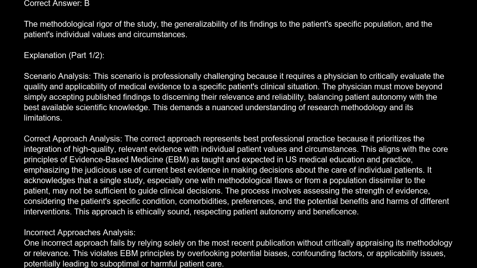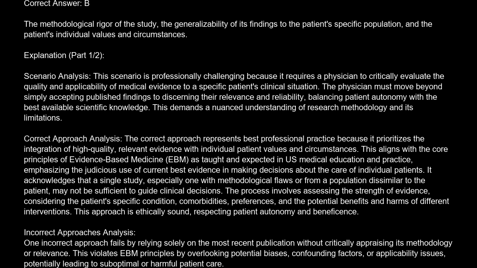This aligns with the core principles of evidence-based medicine, EBM, as taught and expected in U.S. medical education and practice, emphasizing the judicious use of current best evidence in making decisions about the care of individual patients. It acknowledges that a single study, especially one with methodological flaws or from a population dissimilar to the patient, may not be sufficient to guide clinical decisions.